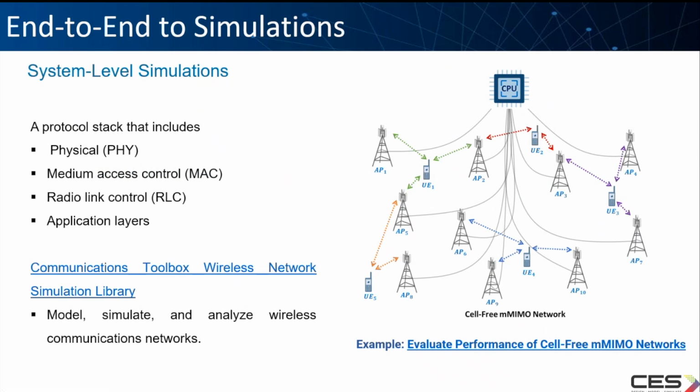Another type of end-to-end simulation is called system-level simulation, where you include the physical layer alongside the MAC layer, the radio link control layer, and also application layers. For that, MathWorks has a free, open source package to model, simulate, and analyze wireless communication networks. It helps you improve the fidelity of your wireless communication system-level modeling.